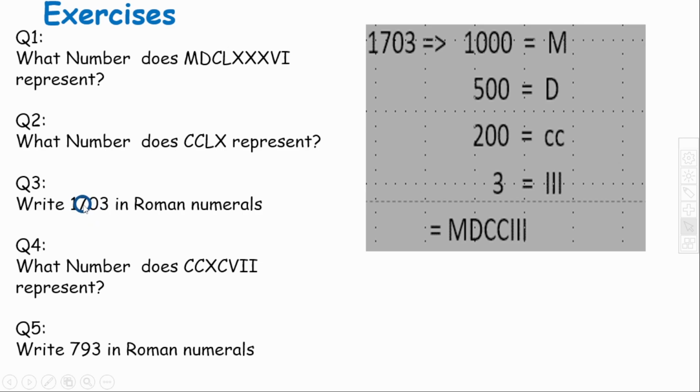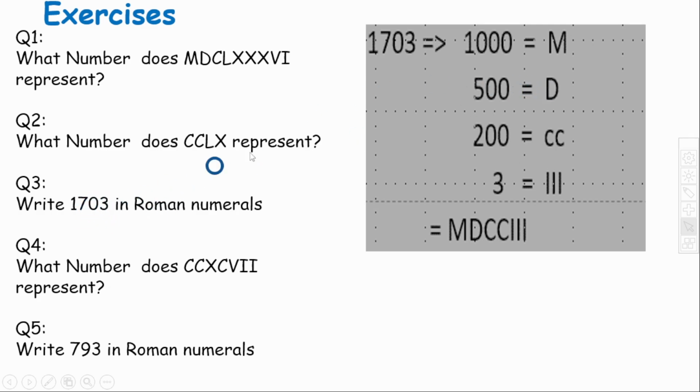Write 1703 in Roman numerals. To write that, what do we do? We try to understand this particular number correctly. Let's break it down. What can we bring out of this? This is 1703. We can bring out 1000 first. After 1000, what is left? If we remove 1000 from this, it remains 703.